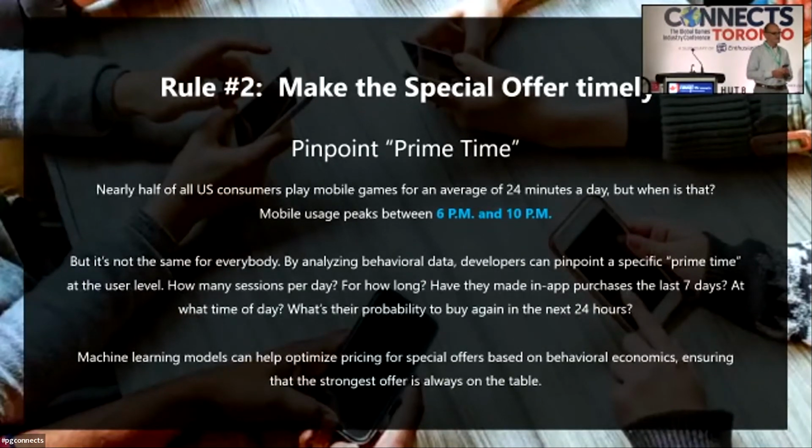Prime time is the time when someone is actually more likely to play. The average person in the US, I'm not sure about the global stat, probably plays 24 minutes a day within a mobile game. And the peak usage is actually 6 p.m. to 10 p.m., which kind of makes sense.